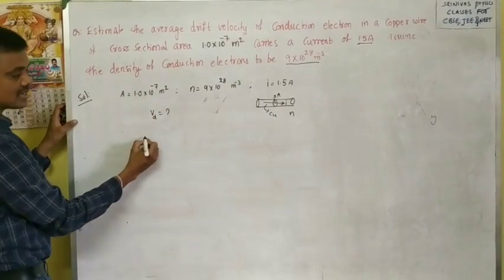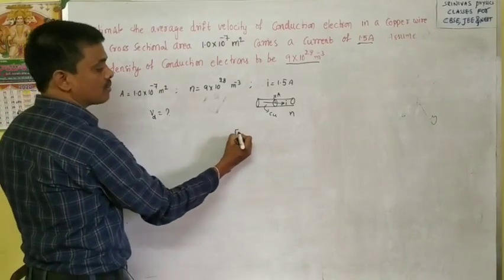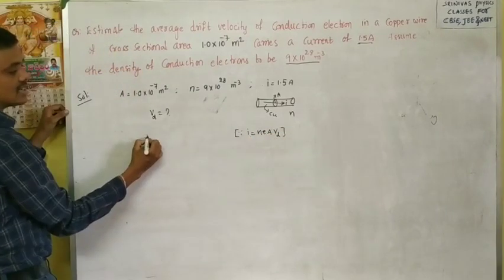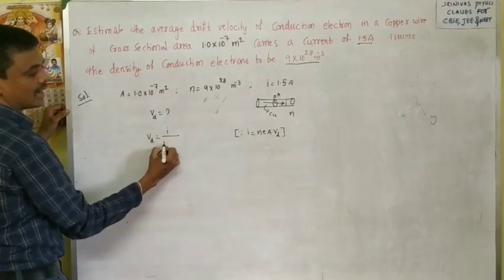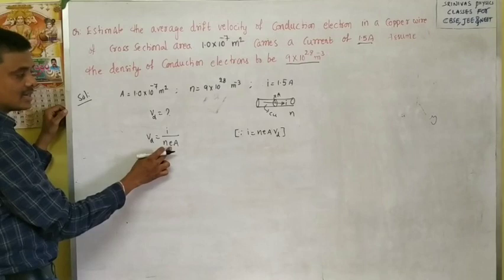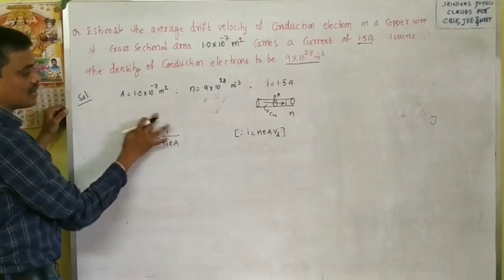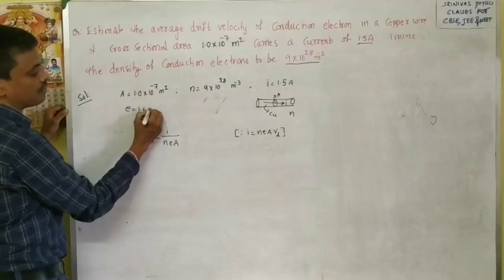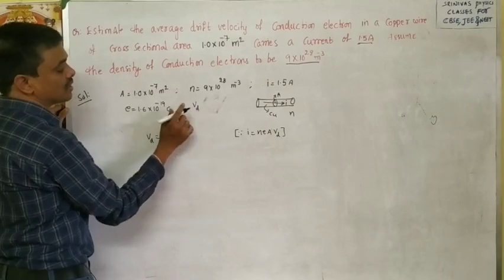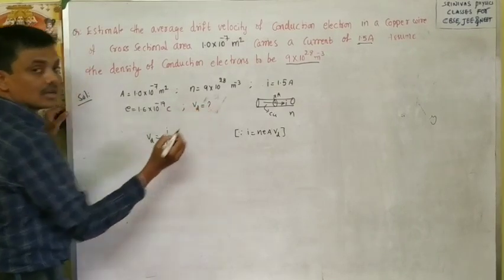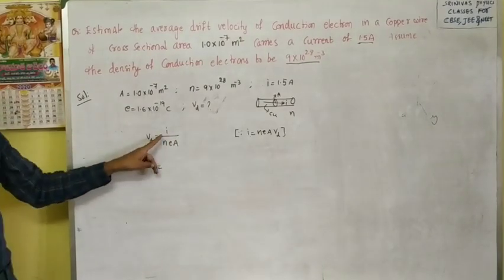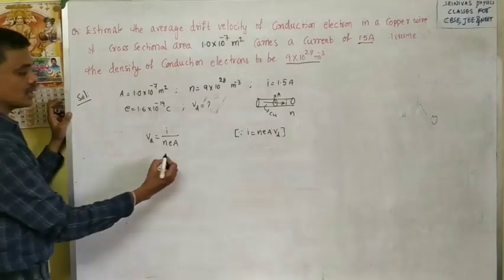What is the formula for the drift velocity? We know the current formula in terms of drift velocity, the relation between current and drift velocity, I equals N E A V D. From this, directly we can write the drift velocity as I by N E A. You know the electron charge, 1.6 into 10 to the power of minus 19 coulomb. What are we going to find out? Drift velocity. Substitute all the values: V D is equal to I by N A E. I value, N value, A value, E value, you can substitute and you will get the answer.